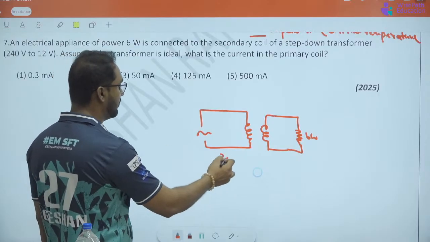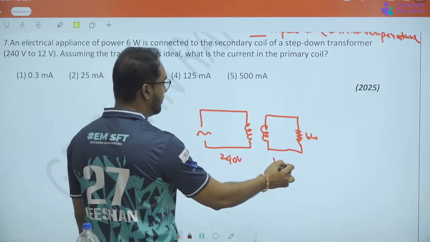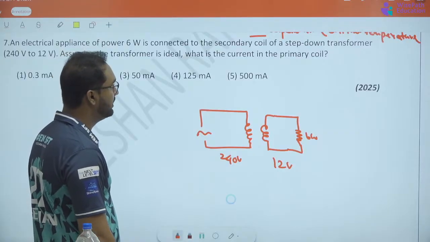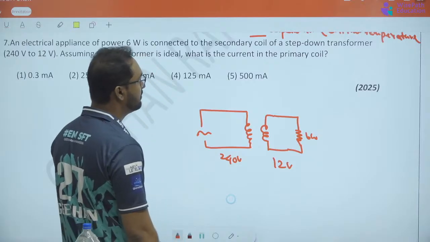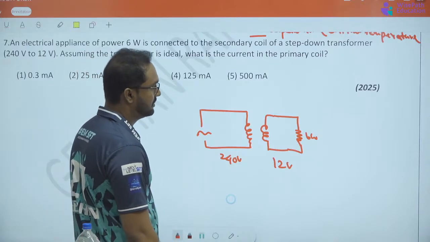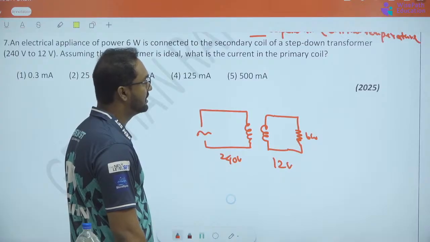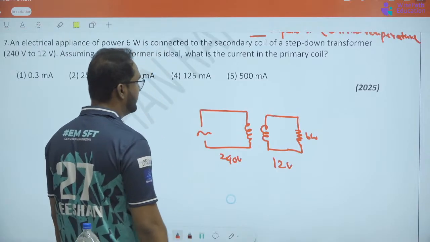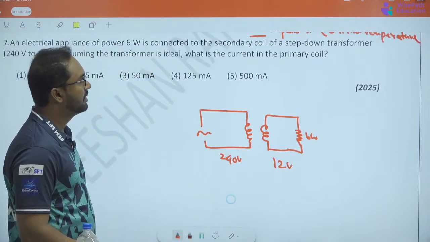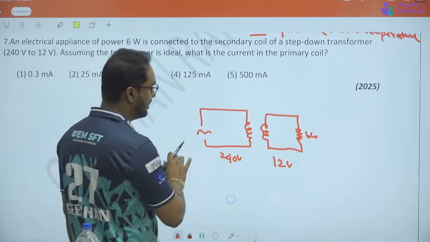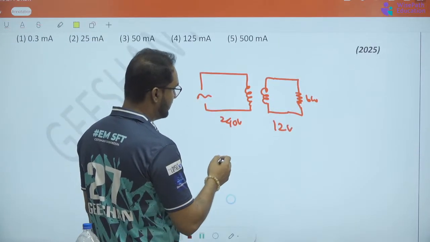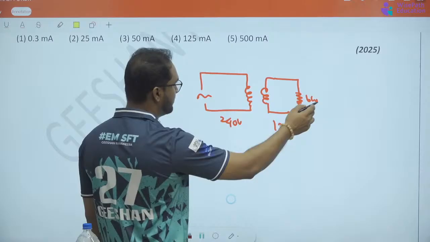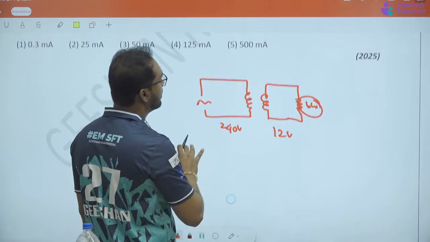So it's 240 volts converted into 12 volts, step down. Assuming the transformer is ideal, in the sense that no power is lost, the power is conserved. The power in this circuit is the power in the other circuit as well. What is the current in the primary coil? So basically the power is equal, right? V1 I1 equals V2 I2, which means the power here is 6.